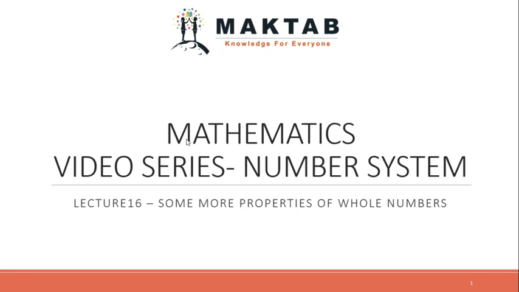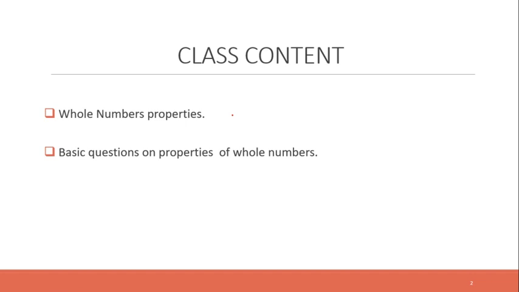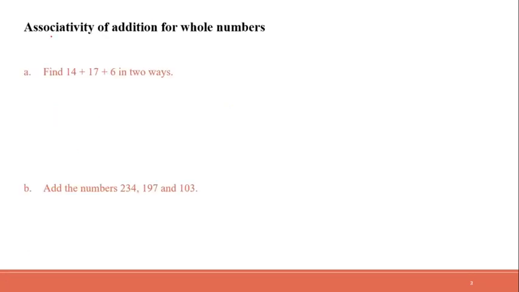In this lecture, we will learn about some more properties of whole numbers and we'll do questions based on those properties. First, we'll learn the properties and then we will do questions to understand each property better. So, the first property is associativity of addition for the whole numbers. This is the first property of today's class. Okay. So what is associativity of addition?